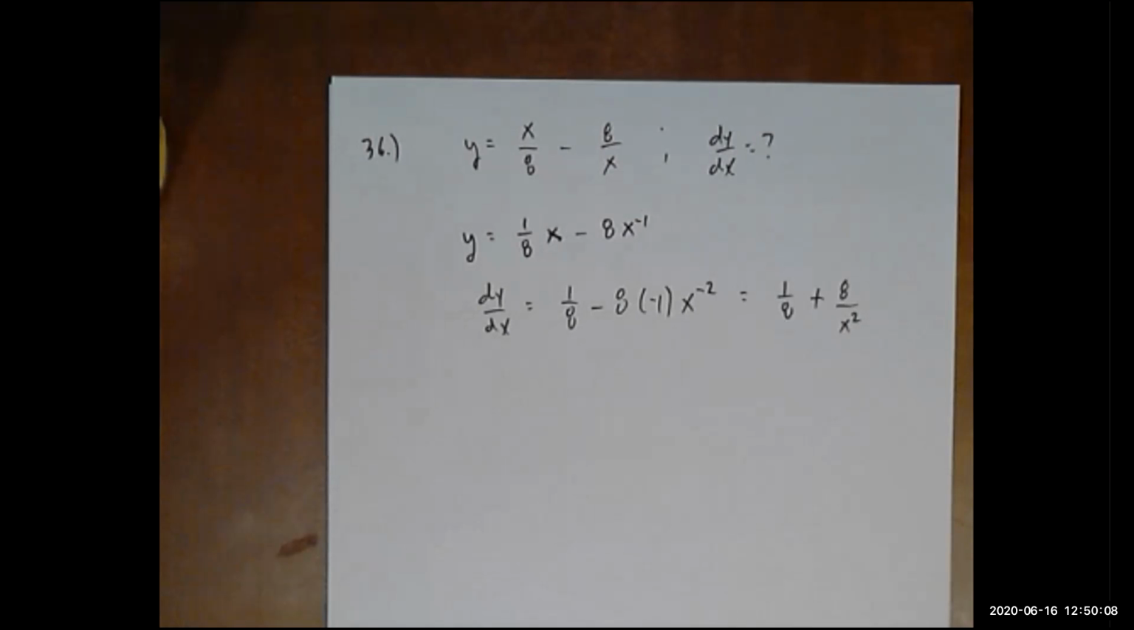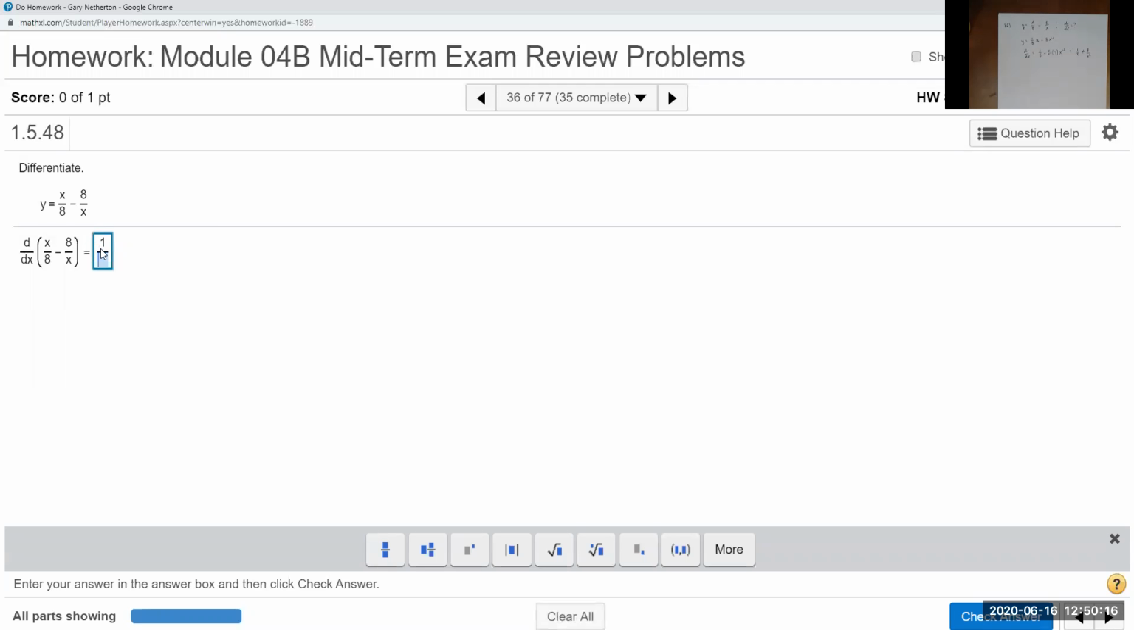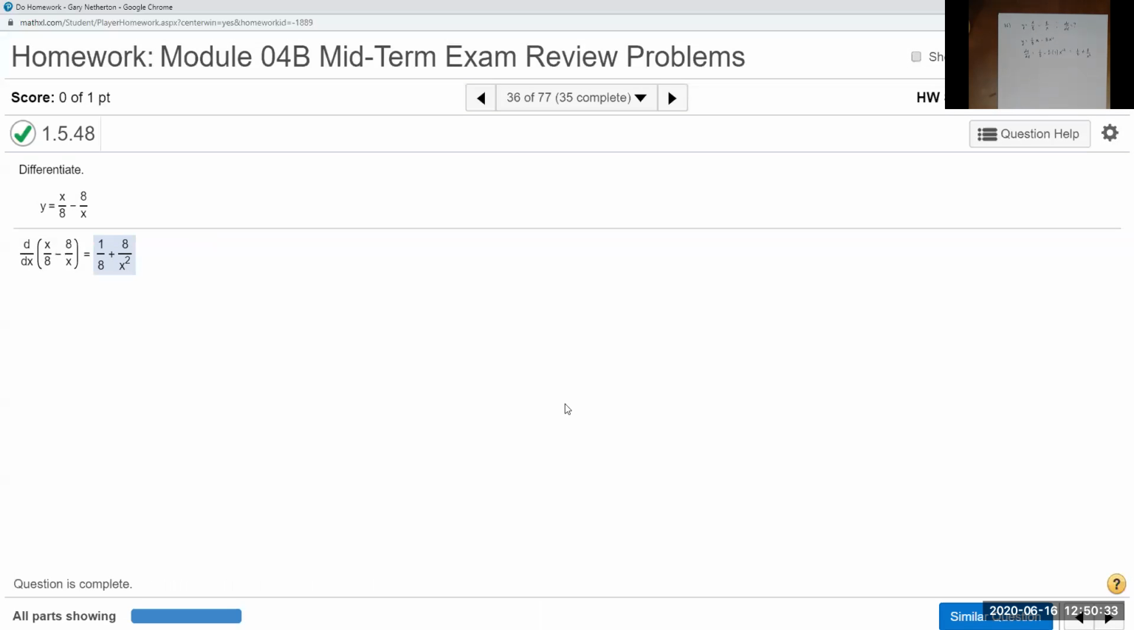Let's see how that works. So 1/8 plus 8 over x squared. All right, so far so good.